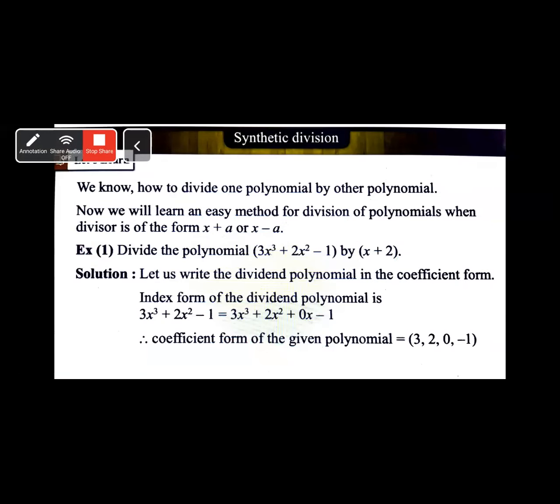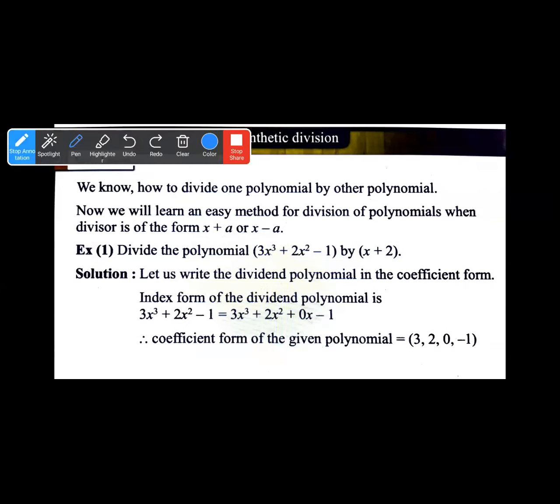Let us write the dividend polynomial in coefficient form. As you all know how to write a polynomial into coefficient form, before that you should write it in standard form, after that in index form. Then only you will be able to find the coefficient form of the given polynomial. Index form of the dividend polynomial: it is already in standard form. As you can see here, it is in decreasing order. 3, 2, and 0 is there. 1 into x to the power 0 is there. So it is in standard form.